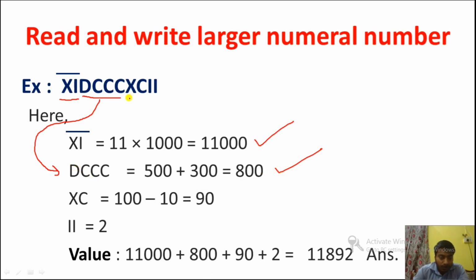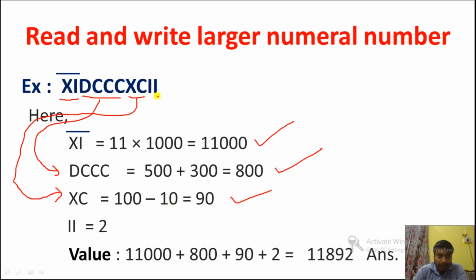Clear? Now XC. X is a smaller value symbol and written just left of the higher value symbol. The value of C is 100 and the value of X is 10. So now take this part. Here you can see X is written just left of the higher value symbol. That means there will be subtraction. So when we subtract, we'll get 90.